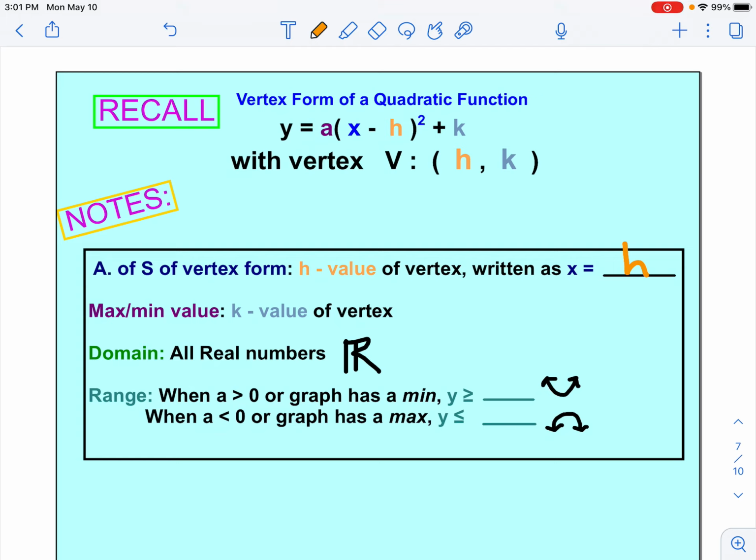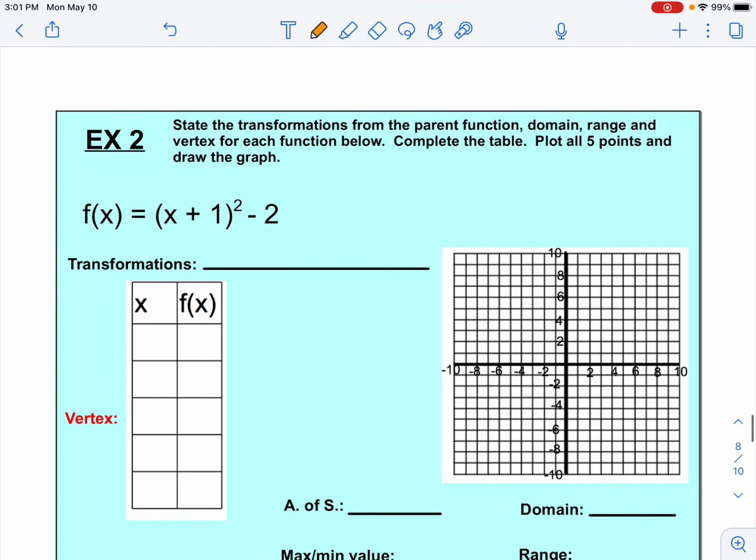And you can memorize this, okay? But you really don't need to. You can just look at the graph and think about the graph and figure out what your range is.